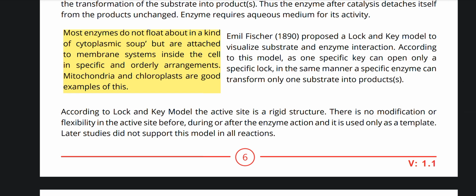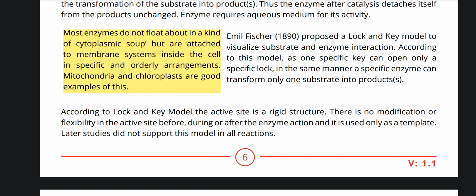According to the lock and key model, the active site is a rigid structure. There is no modification or flexibility in the active site before, during, or after the enzyme action, and it is used only as a template. Later studies did not support this model in all reactions.